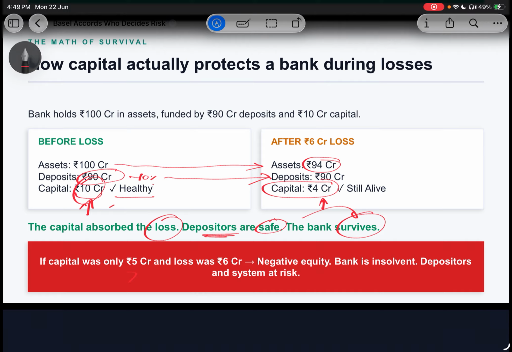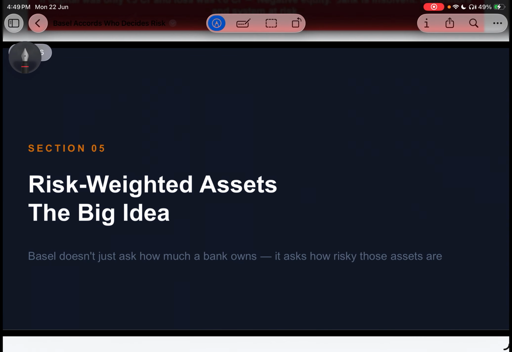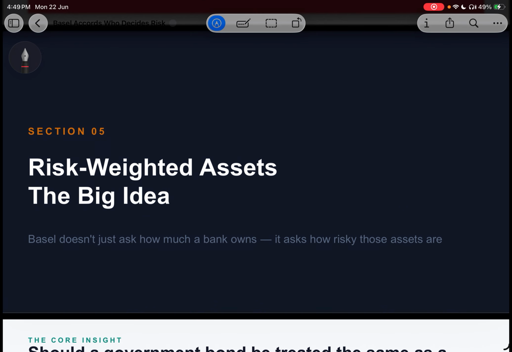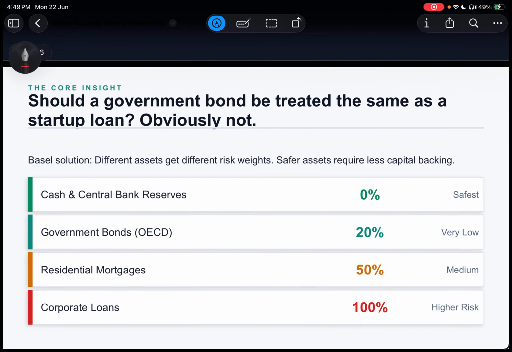If the capital was only 5 crores, let's say the situation was 100 crores of assets, deposits were 95, and the capital was 5 crore, and there was a 6 crore loss, it eventually leads to negative equity. So the bank becomes insolvent and depositors and the system are at risk. Right. So what came into the picture was the concept of risk weighted assets. Now we have to understand risk weighted assets.